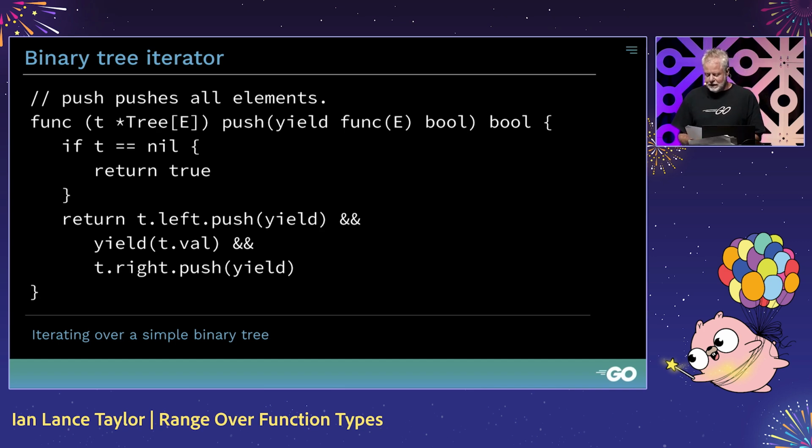This shows how straightforward it is to use this iterator approach to loop over even complex data structures. There is no need to maintain a separate stack to record the position within the tree. We can just use the goroutine call stack to do that for us.